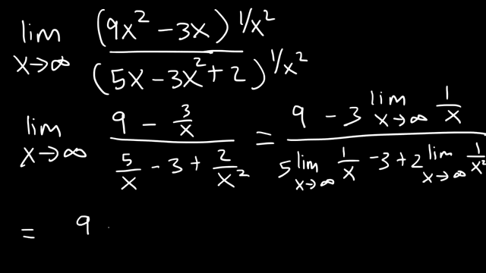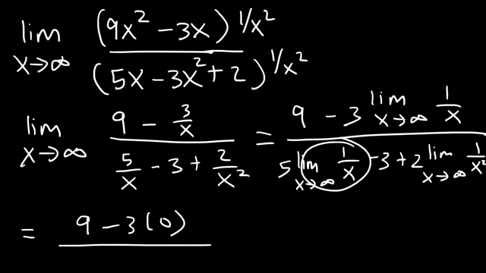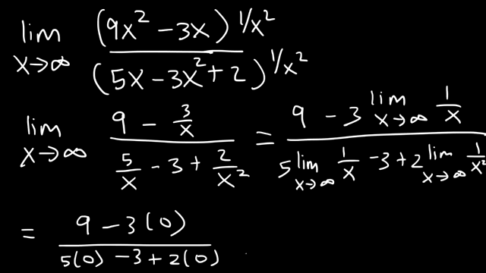And so this is going to be 9 minus 3 times 0. This is going to become 0, and that's going to be 0 as well. So that's 5 times 0 minus 3 plus 2 times 0, because this one is still bottom heavy. So this becomes 9 divided by negative 3, which the final answer is negative 3.